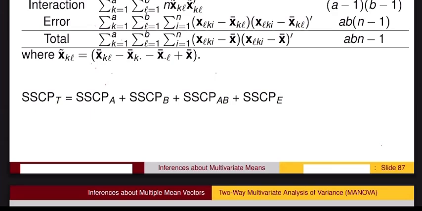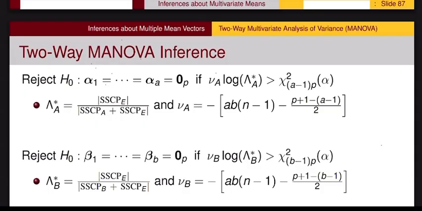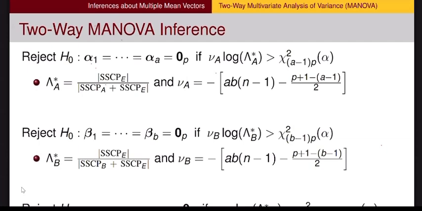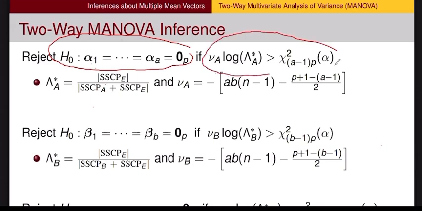Now let's look into the testing. I need you to pay attention now. This is where we come. How do we perform hypothesis testing on the first factor, maybe fertilizer type? Then this is a condition. V A multiplied by the log of that, the Wilks' lambda, if it is greater than a chi-squared. And what is the Wilks' lambda? The Wilks' lambda is this.